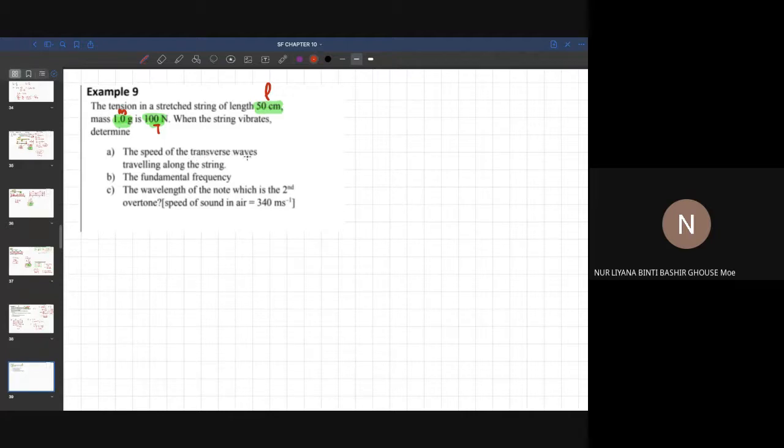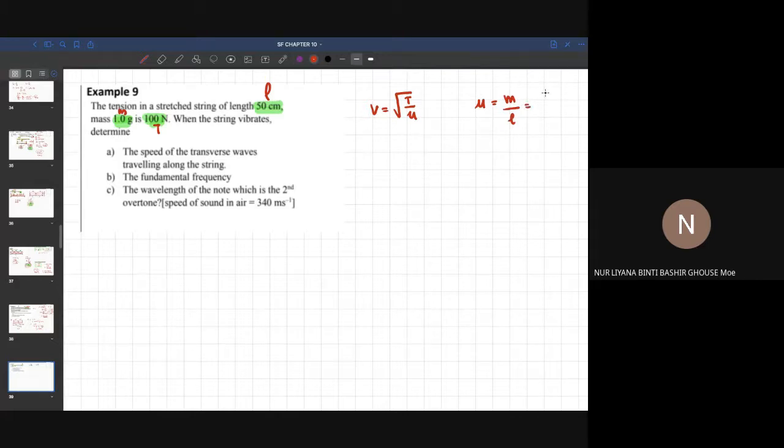It wants us to find the speed. What equation can I use? Who can tell me which equation Miss can use to find speed? v equals square root of T over mu. Very good. We already have tension, and the mass and length are given, so we first find mu. Mu is equal to mass over length.